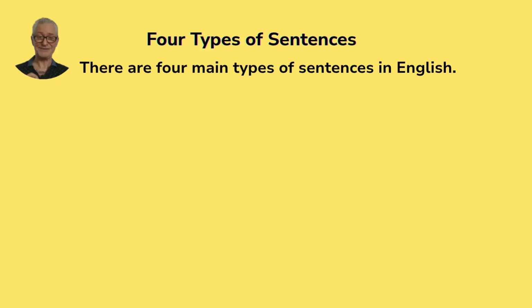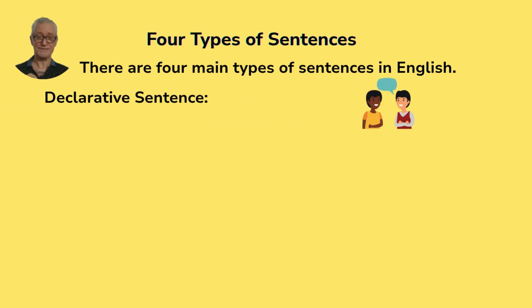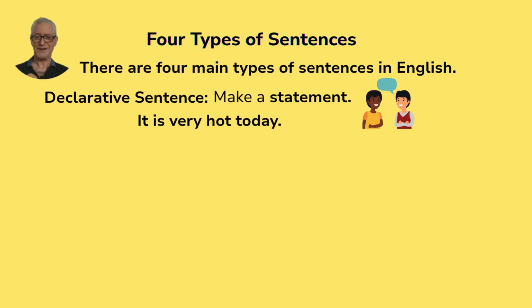There are 4 main types of sentences in the English language. I will give you the academic term along with a common English term that explains what they do, and it's probably easy for you to remember. Number 1 is a declarative sentence. This is a statement. It is very hot today. I am tired. So the first type of sentence is a declarative sentence or a statement.